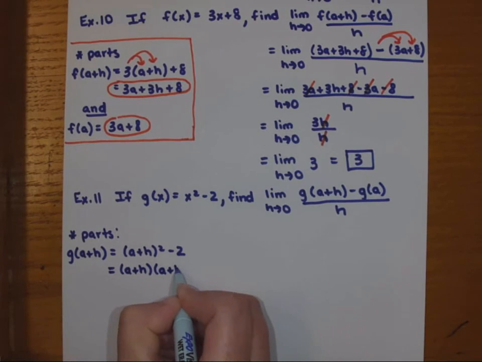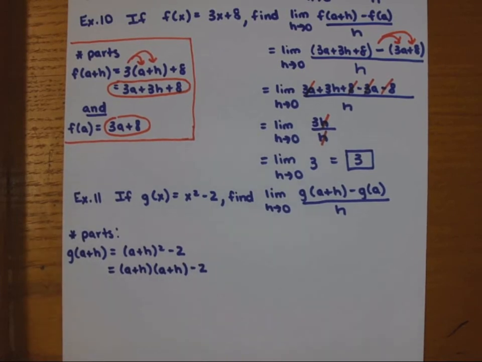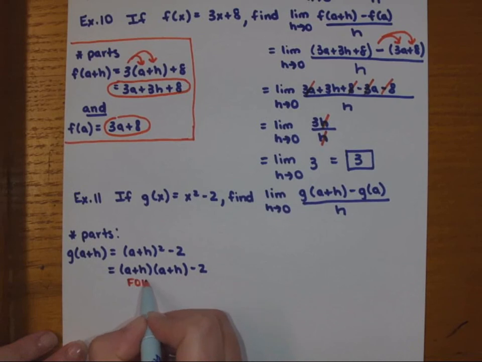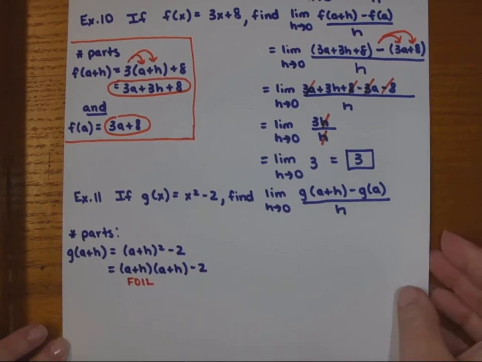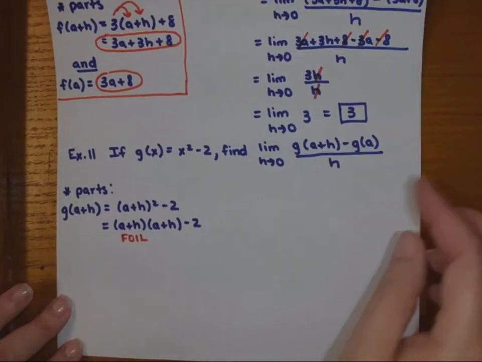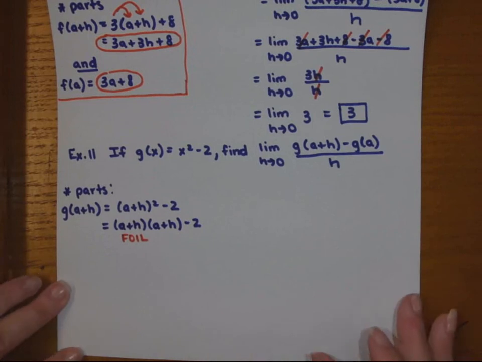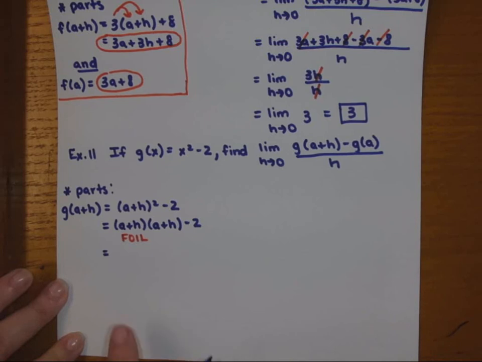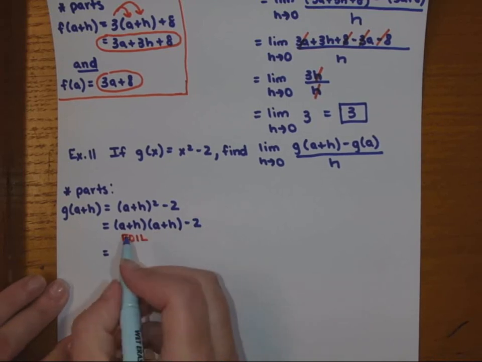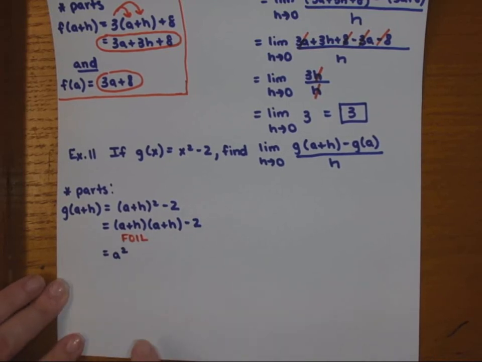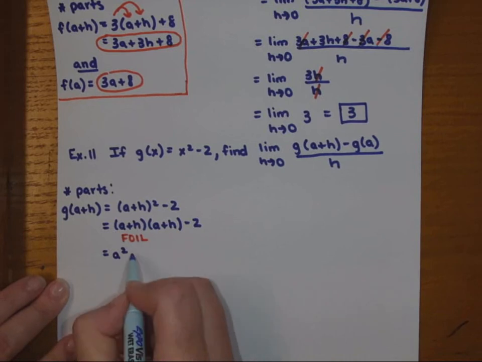Something squared is just something times itself. Okay, well, when you see it like this, hopefully you realize that, hey, I am going to have to do FOIL here. Remember, we reviewed that the first class day as well in our review lecture. So FOIL stands for first, outside, inside, last. So first, a times a is a squared. Outside, a times h is ah.